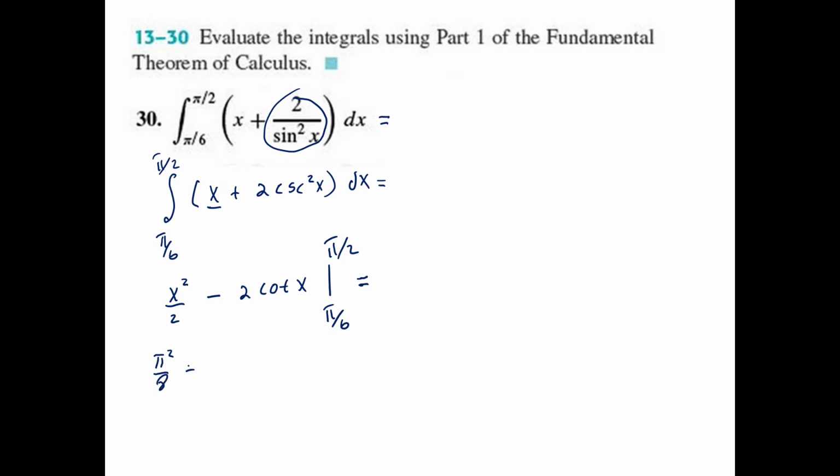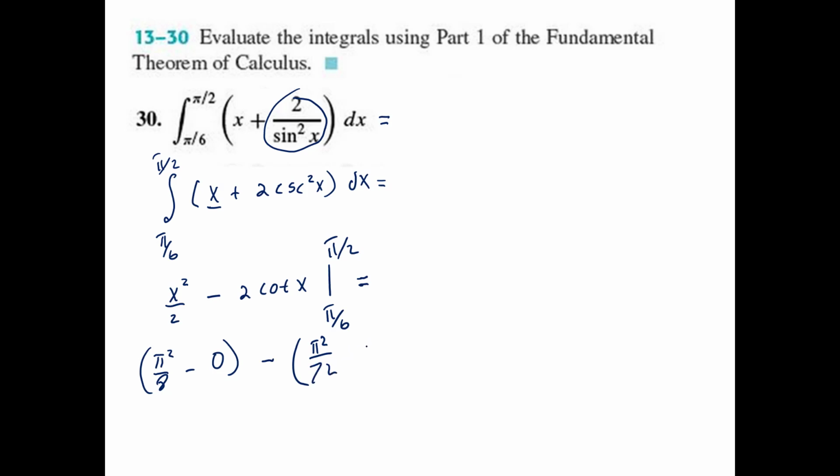The cotangent is the cosine over the sine, and the cosine of pi over 2 is 0. So the cotangent of pi over 2 is also 0. And so times 2 is also 0. And then minus, then when you put in the pi over 6, you get pi squared over 36, but then you multiply that times that 2 in the denominator, so pi squared over 72.